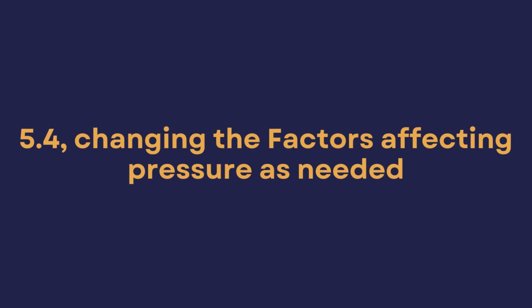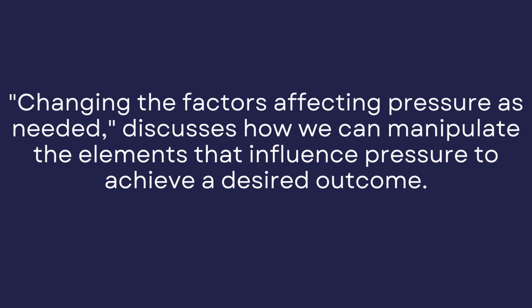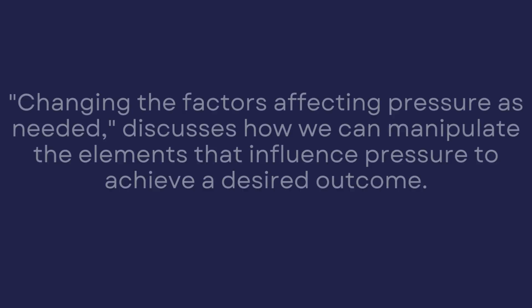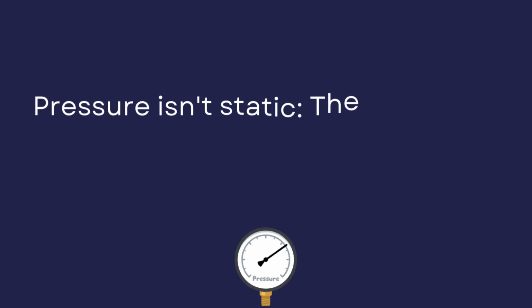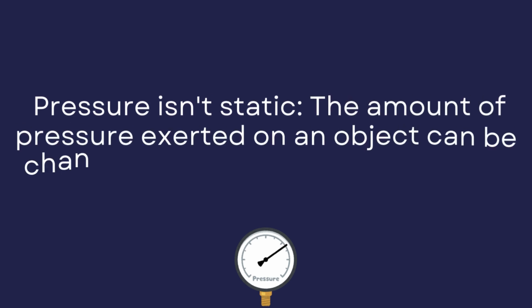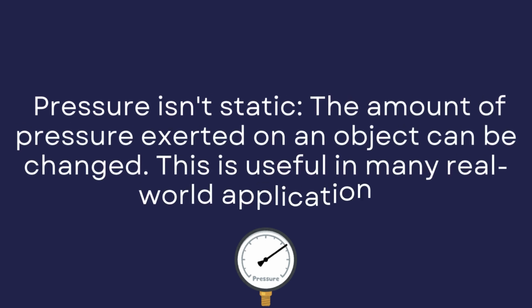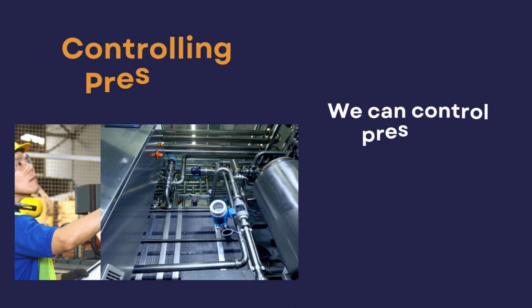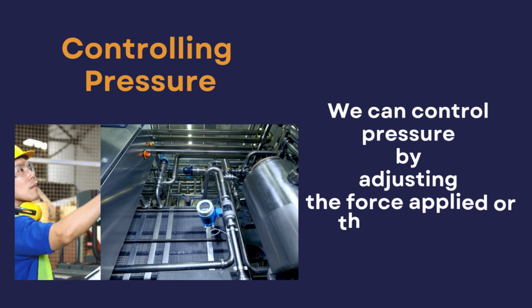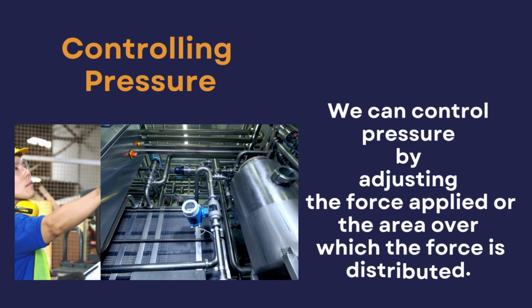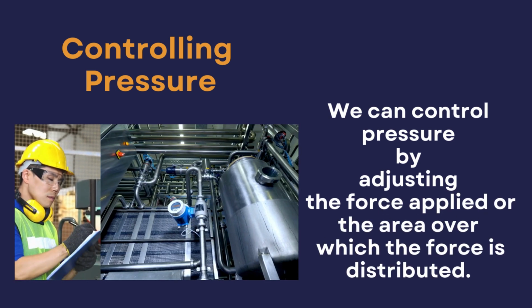5.4 Changing the factors affecting pressure as needed. This section discusses how we can manipulate the elements that influence pressure to achieve a desired outcome. Here's a breakdown. Pressure isn't static. The amount of pressure exerted on an object can be changed. This is useful in many real-world applications. Controlling pressure. We can control pressure by adjusting the force applied or the area over which the force is distributed.